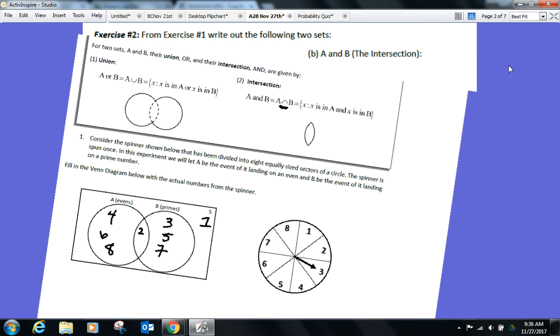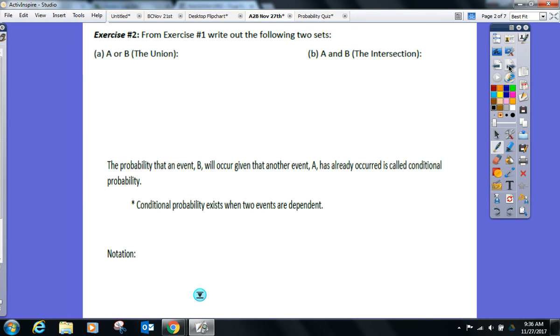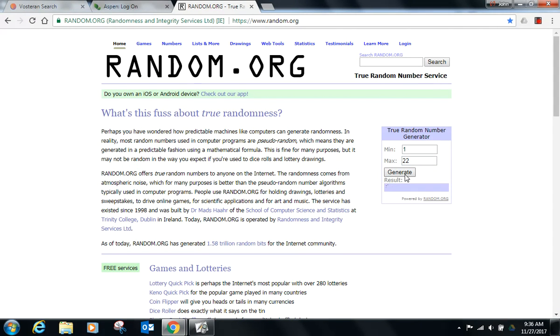So help me fill out a couple questions here. Give me everything from A or B from that previous Venn diagram. Let's get used to writing the notation A union B: everything in A and everything in B. Look at your Venn diagram right now. What numbers should I be putting in this set? A union B. Here we go. Let's roll.